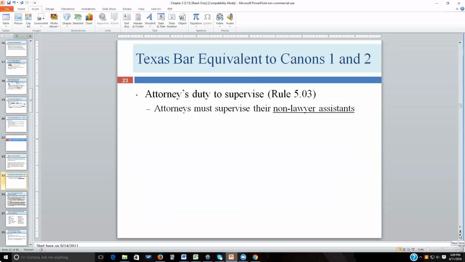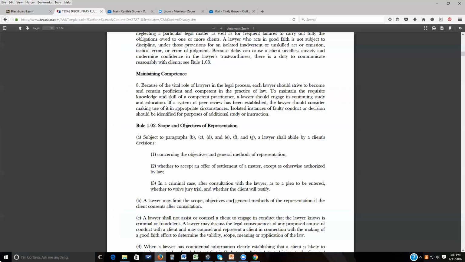Let's look at what the Texas disciplinary rules say. We're going to look at the attorney's duty to supervise. And as we've talked about before, the attorney always has the duty to supervise any non-lawyers who work in his or her office. And the rule number, which you don't have to know, but I'm just putting here as reference, is 5.03. So let's just go to 5.03.